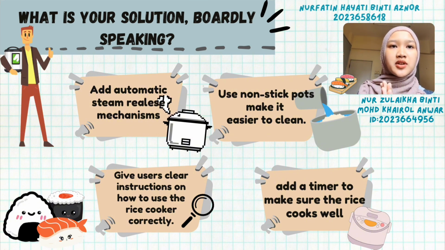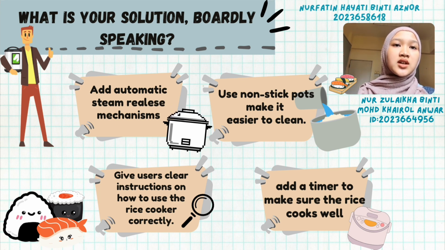First is measure rice and water, which is to use the provided measuring cup for rice and fill the cooker pot with the correct amount of water as per the cooker's guideline. Second, rinse the rice under cold water until the water runs clear, if recommended. Number 3, place the rice in the cooker pot and add water.